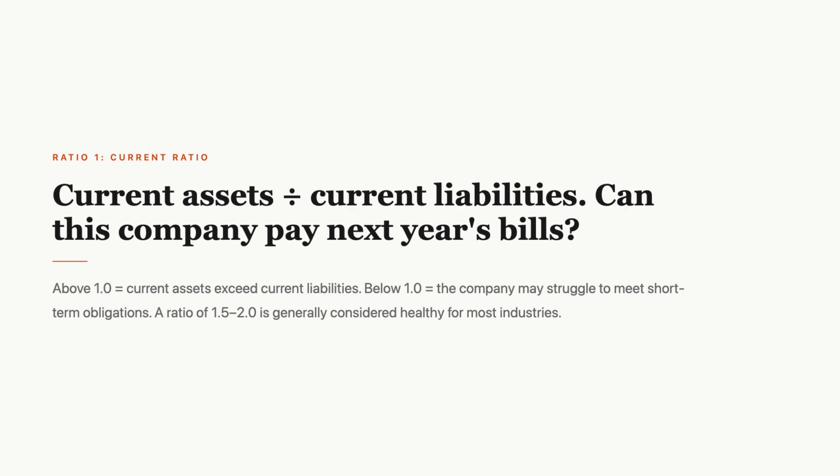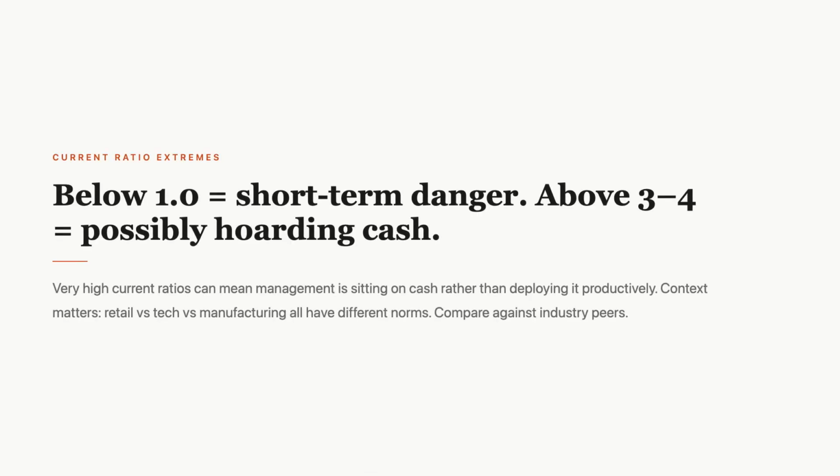A ratio below 1.0 means the company owes more in the near term than it can currently reach. That's not automatically fatal. Many companies operate this way deliberately, but it's a question that demands a clear answer. Both extremes of the current ratio signal something worth examining. A ratio below 1.0 means the company is structurally reliant on either rolling over short-term debt or generating enough operating cash to close the gap, which works until it doesn't.